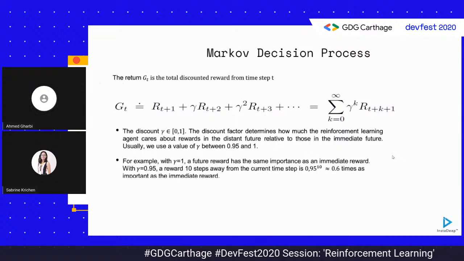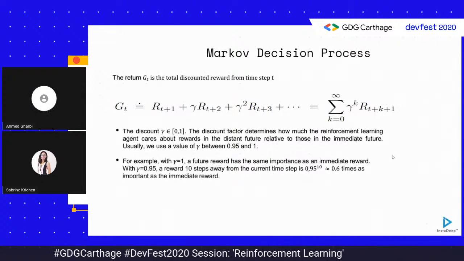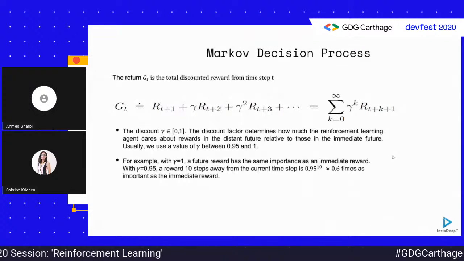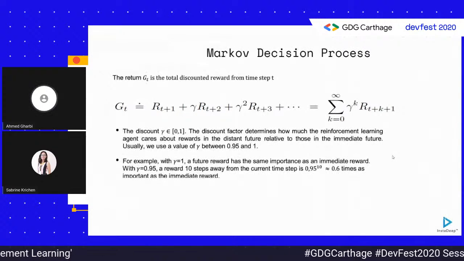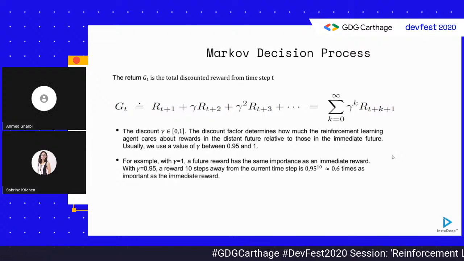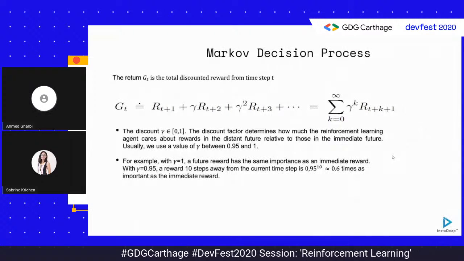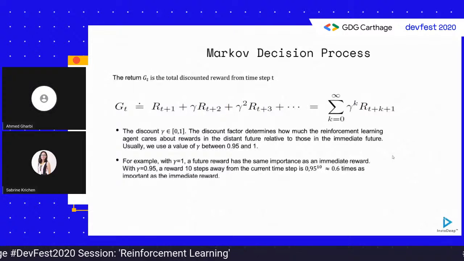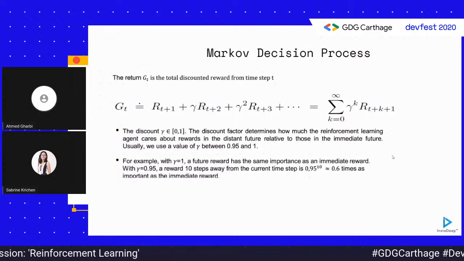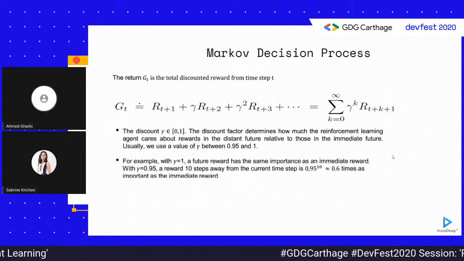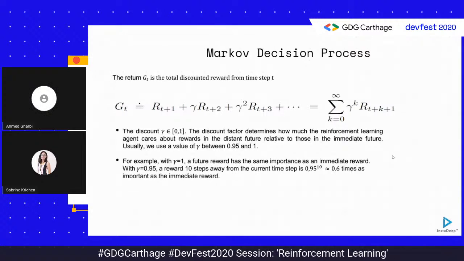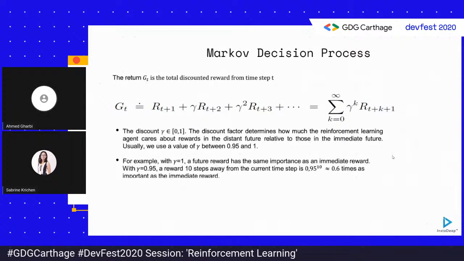It also determines how much the reinforcement learning agent cares about rewards in the distant future relative to those in the immediate future. So, for example, a discount factor equal to 0 means that the agent only cares about the immediate return, while a discount factor equal to 1 means that the agent cares equally about the immediate and the future rewards.